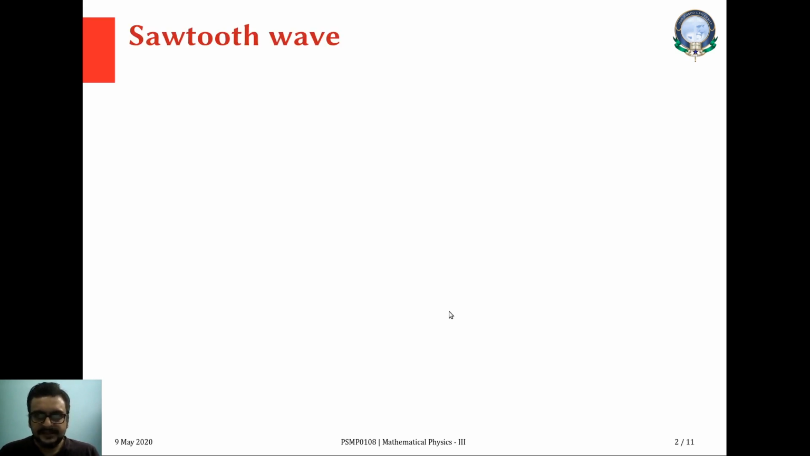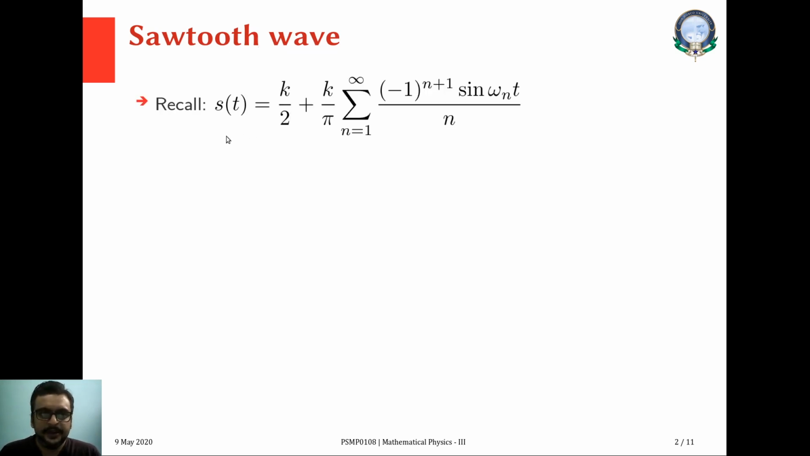So let's take an example of a problem that you have already solved. If you remember, last semester when we studied Fourier series, I had given you a problem on a sawtooth wave, and this is how you can represent a sawtooth wave. So s of t is equal to k by 2. This is the zero frequency term, and these are the harmonics, all the different harmonics.